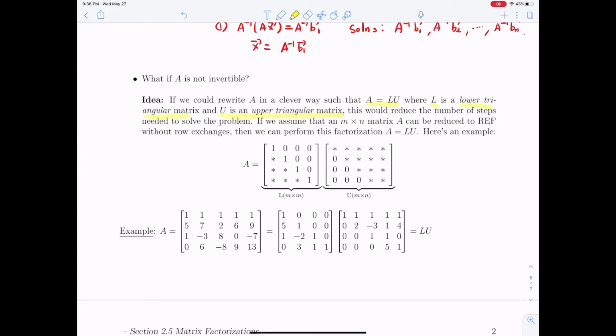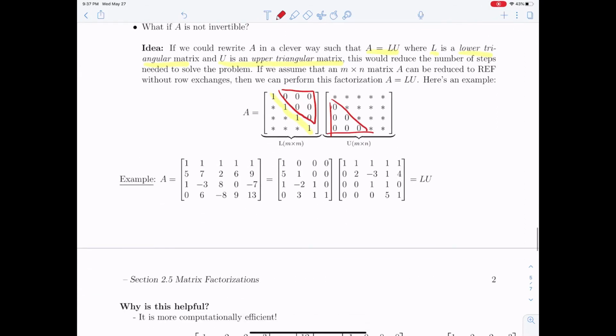So basically, the lower triangular matrix means we have 1 on the diagonal entries and zeros in the upper triangular part. And for the upper triangular matrix, you have zeros in the lower triangular part. So for example, if A is given by this 4 by 5 matrix, then one can decompose it into a lower triangular matrix L and an upper triangular matrix U. Here you can see that we have 1s on the diagonal entries and zeros in the upper triangular part of L, and for U, we have zeros in the lower triangular part.